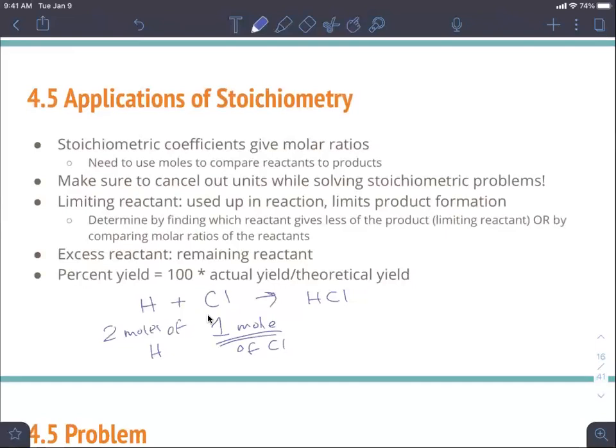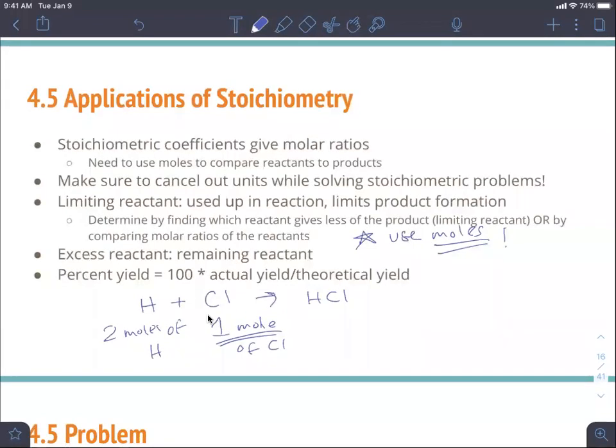What's really important is that when you're calculating this, always use moles. You can't make equivalencies between products in grams. So you always need to use moles here in order to compare the excess and the limiting reactant.